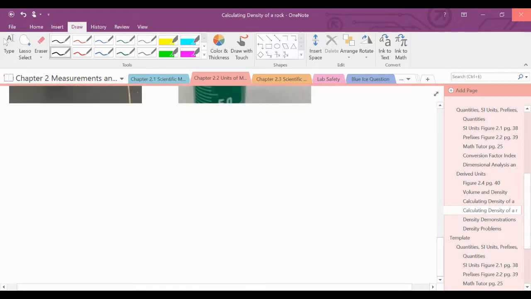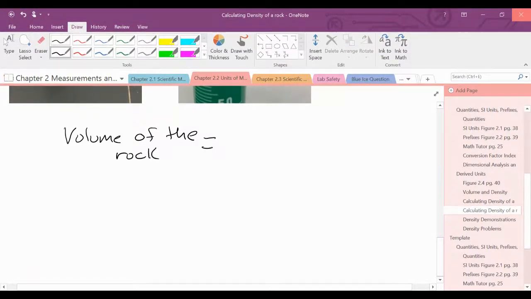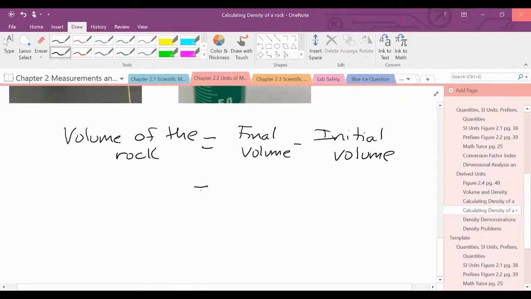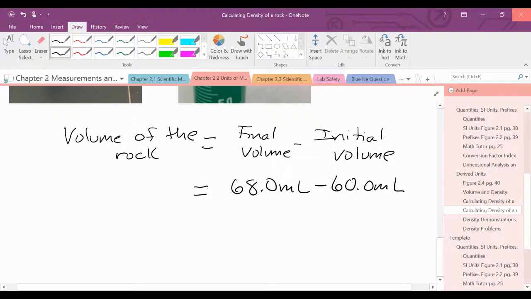So then I want to find the volume of the rock. So the volume of the rock equals the final volume minus the initial volume. So it equals 68.0 milliliters minus 60 milliliters. Again, I'm going to use sig figs for the answer. So the volume of this rock is 8 milliliters.